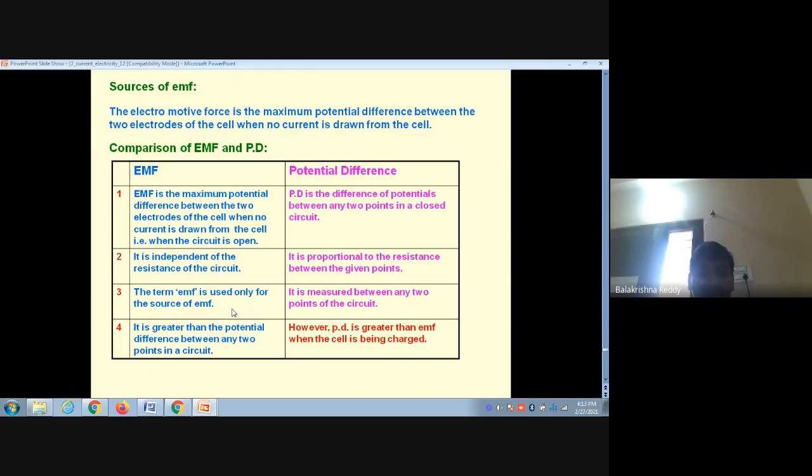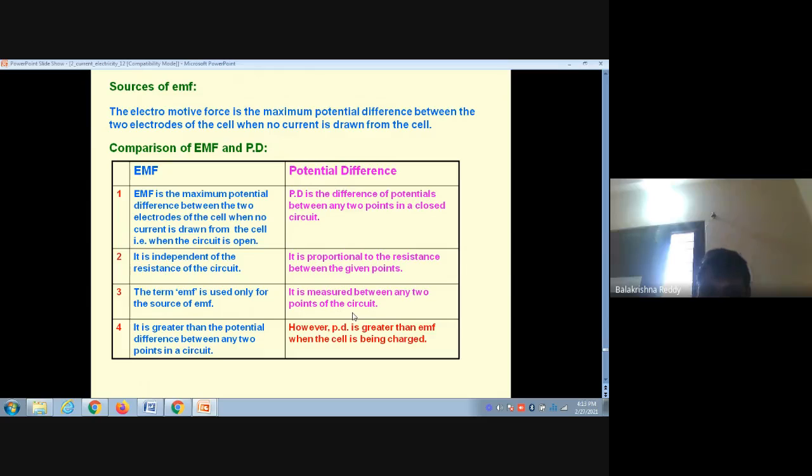The term EMF is used only for the source of EMF. Potential difference is measured between any 2 points of the circuit.